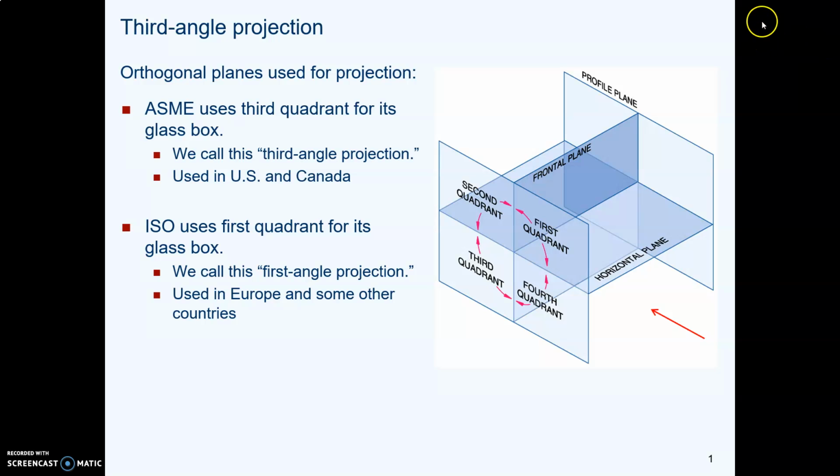This will be real quick also. I just wanted you to be aware of something called third angle projection and first angle projection because you might run into it. It turns out that not everybody in the world uses the same version of glass box as we do in the United States and Canada. So let's have a look at that.